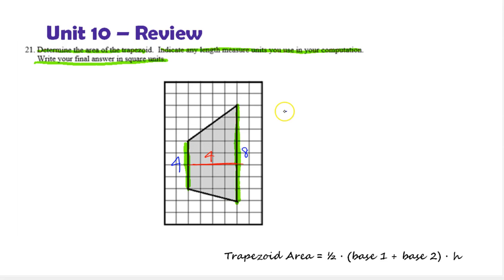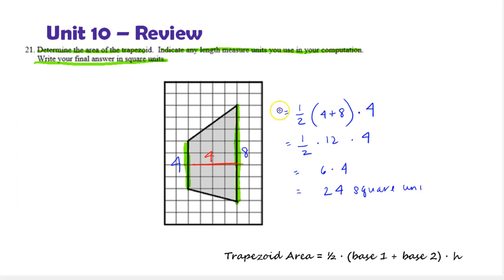So now let's compute this. We have 1/2 times the sum of the bases, which is 4 plus 8, times the height, which is 4. You could put this in your calculator just like this, but we'll use the order of operations. First do the parentheses. 4 plus 8 is 12. 1/2 times 12, or half of 12, is 6. And 6 times 4 is 24 square units.